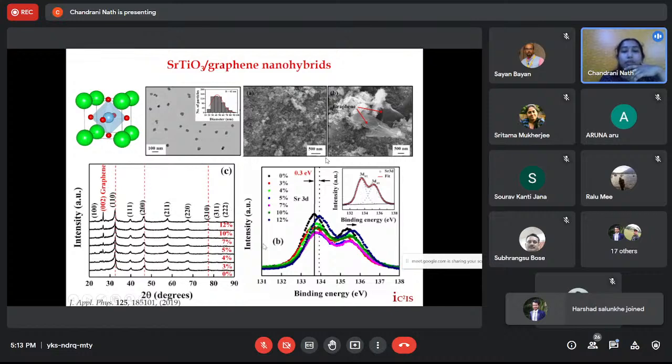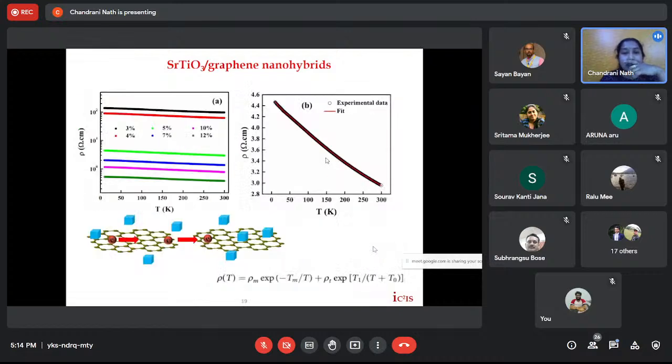We have done the routine characterization of XRD and XPS. In XPS, we found that with increasing loading of graphene, there was a shift in the Sr 3d peak. That was mainly due to the amorphization of strontium titanate, because more graphene loading was providing a strain in the Sr-O bond. So let's move to our main study.